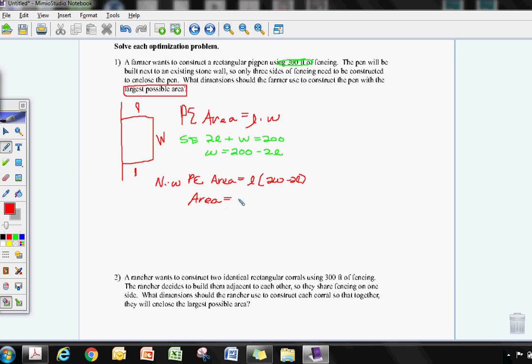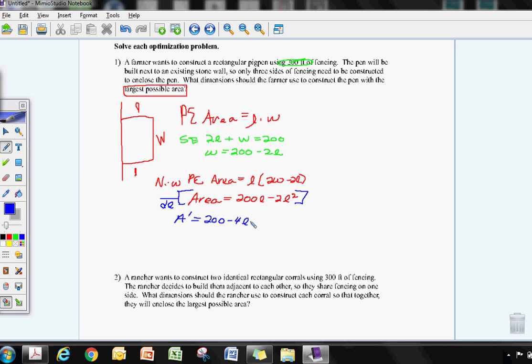I do not want to have to do the product rule when I take the derivative, so I'm going to go area equals 200L, and then it's going to be subtracting 2L squared. Now I need to take the derivative of this. And since everything is in terms of L, I'm taking the derivative with respect to L. So my area prime is going to equal 200 subtract 4L. All I did is I powered that down.